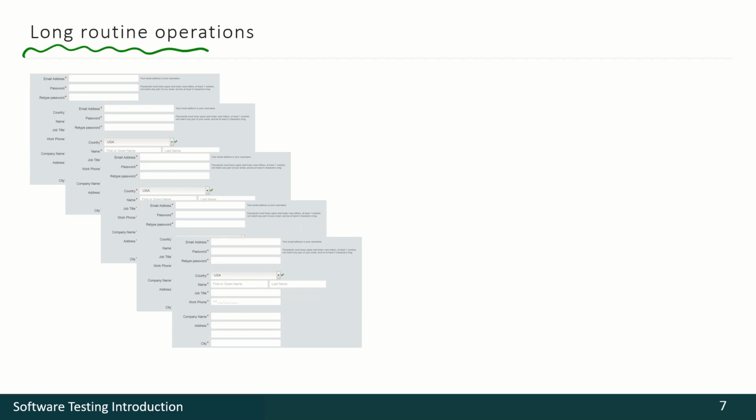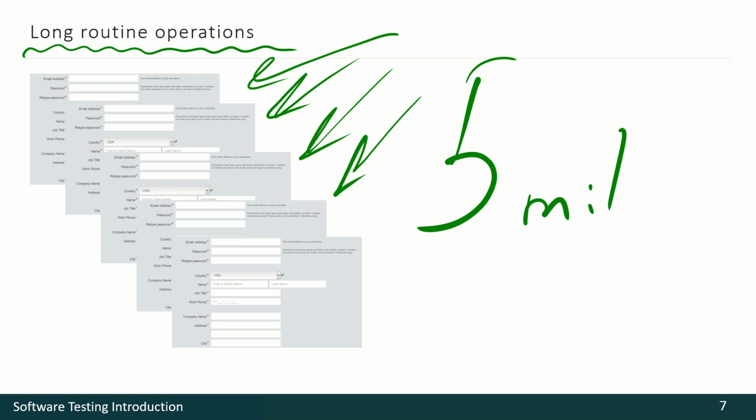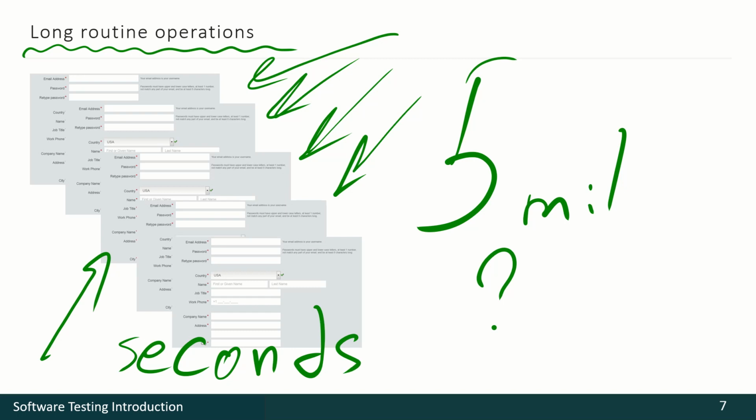Sometimes in software testing we face long routine operations like this. Imagine you have to register 5 million users in some system. How long does it take manually? I think weeks, months, years. But with some special tool, it may be just a couple of seconds. So when we have something long, something routine, boring, we use some special tool and free our time for some intellectual work.